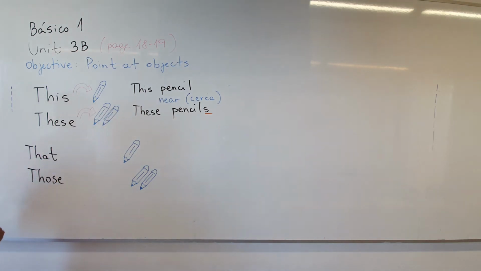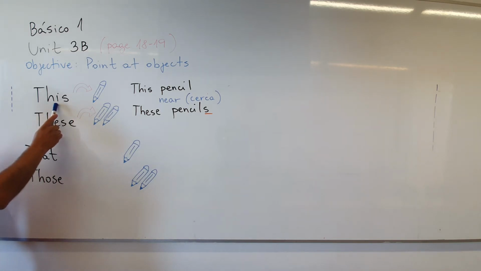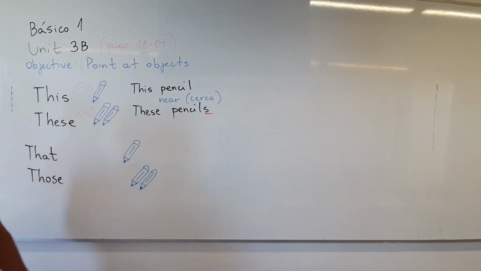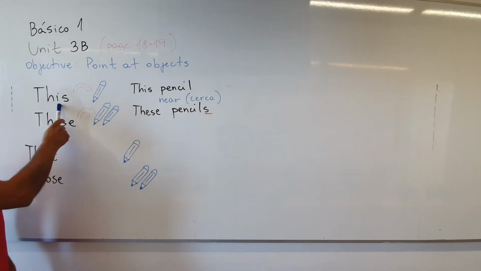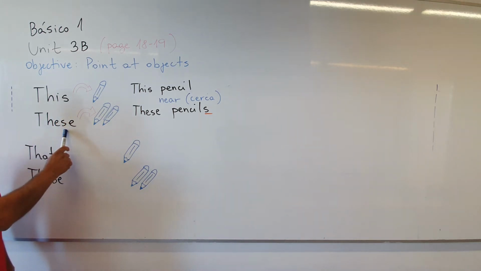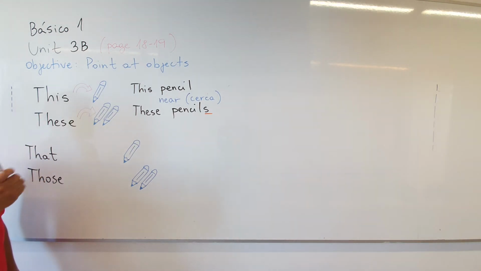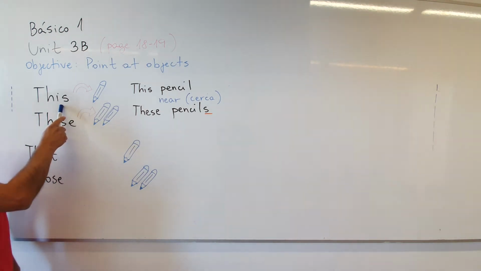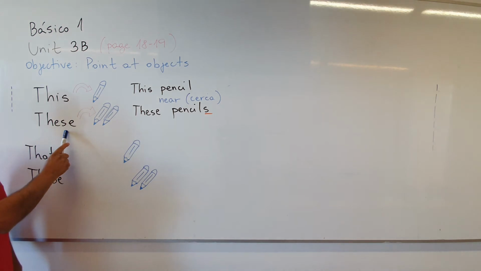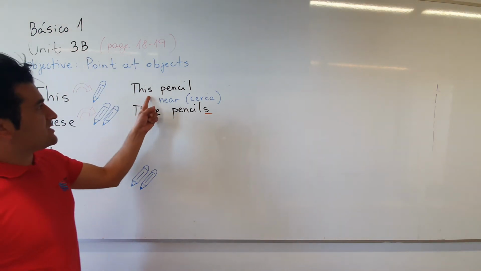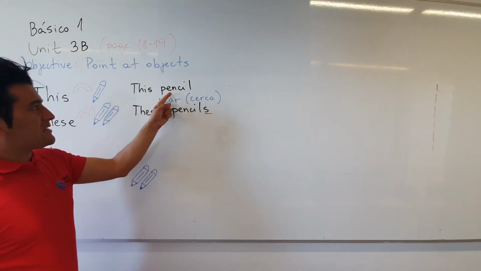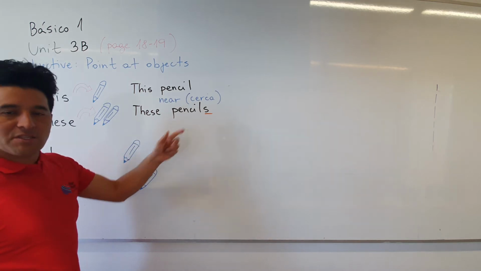Okay, please, let's check the pronunciation. Please repeat. This, these. Can you see the difference? This, these. Okay, repeat, please. This, these. And here we can see the difference. This pencil, these pencils. Okay?